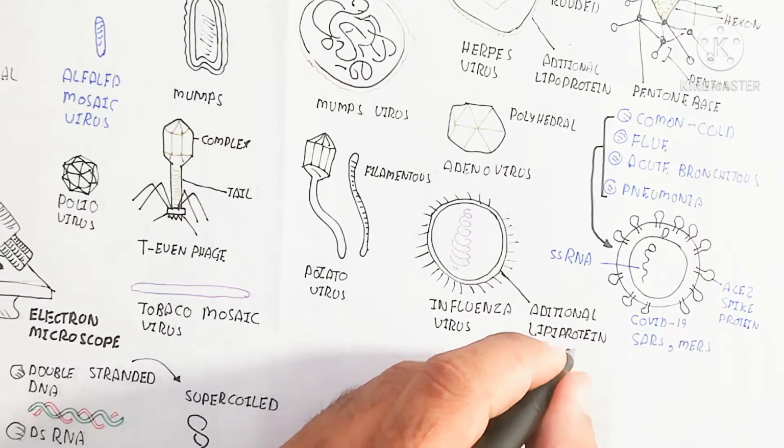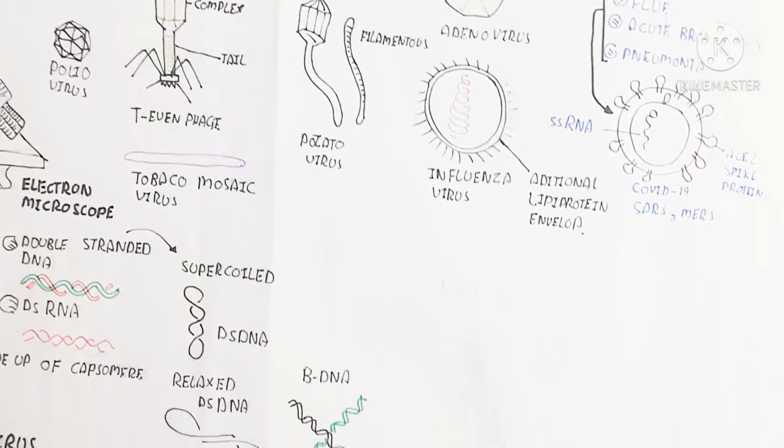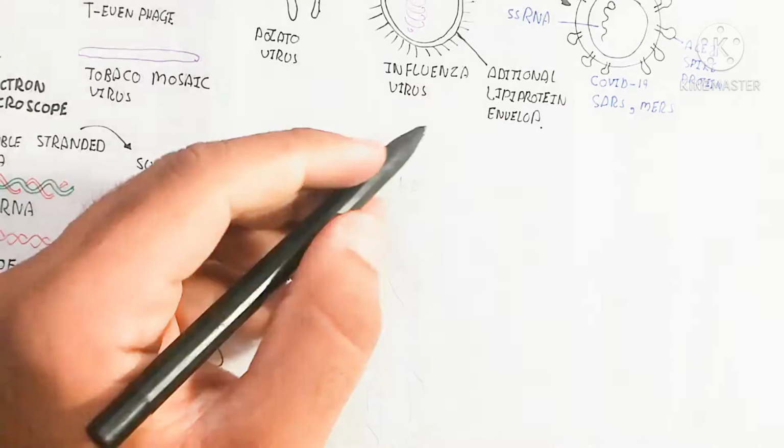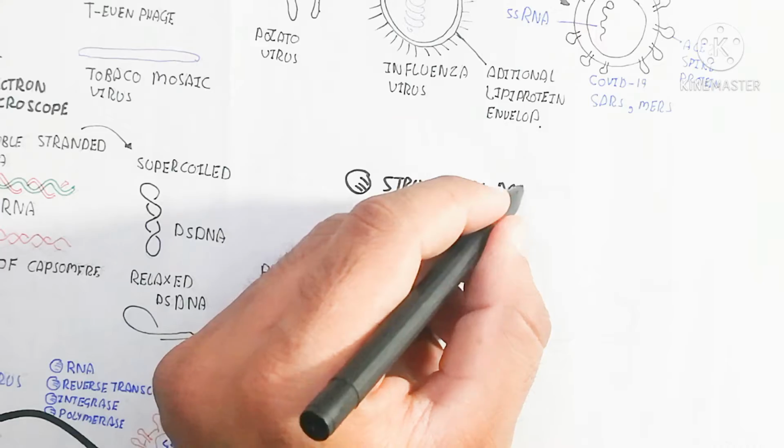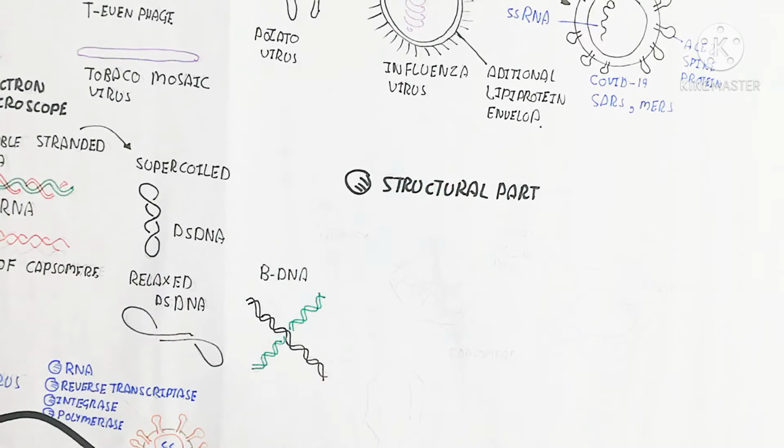So here is the influenza virus. Influenza virus contains spiral RNA, where additional lipoprotein and envelope are present. So it means the additional lipoprotein is present also.